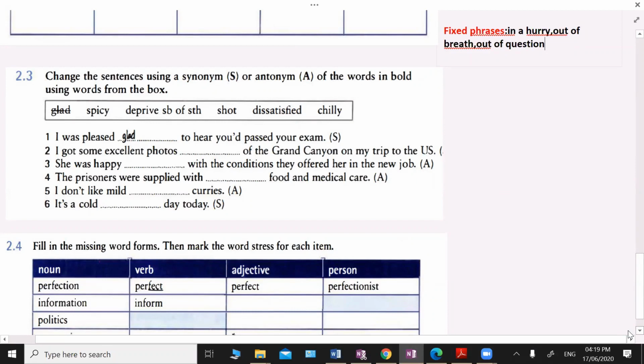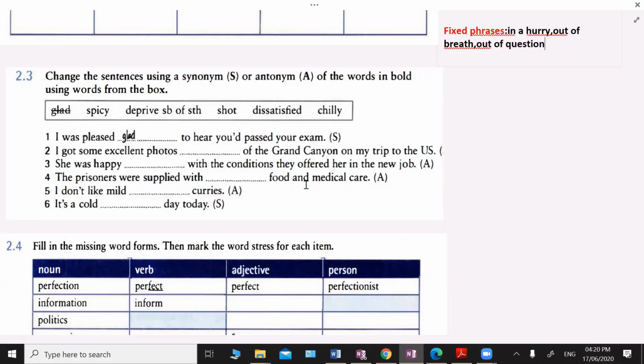You have the words glad, spicy, deprive somebody or something, then short, dissatisfied, chilly. These are the words we have, and we have six sentences. You have to be smart enough to find out which word you are going to use, a synonym or an antonym. Synonym means similar word, antonym means opposite word. For example, I was pleased. Pleased means the same as glad. I was glad to hear you had passed your exam. So I used a synonym.